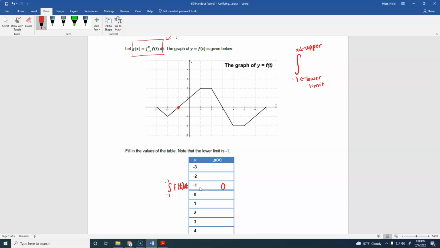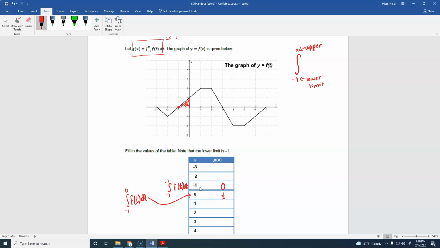So if we're looking for g of x, it would be our integral from -1 to 0 of f of t dt. So that's the area under the curve from -1 to 0 here. So we'd be looking at this. What's that area? 1/2. Yep, half of the square.